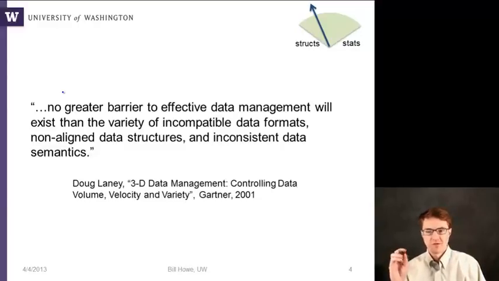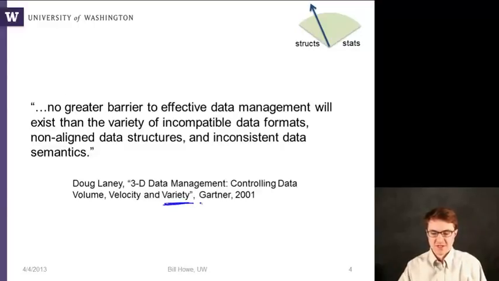He was saying this back in 2001, and I would argue that it's still true today. This is the greatest barrier. And in this context, he was talking about variety being harder than volume or velocity. I'll explain more about what those V's mean in a couple of segments.